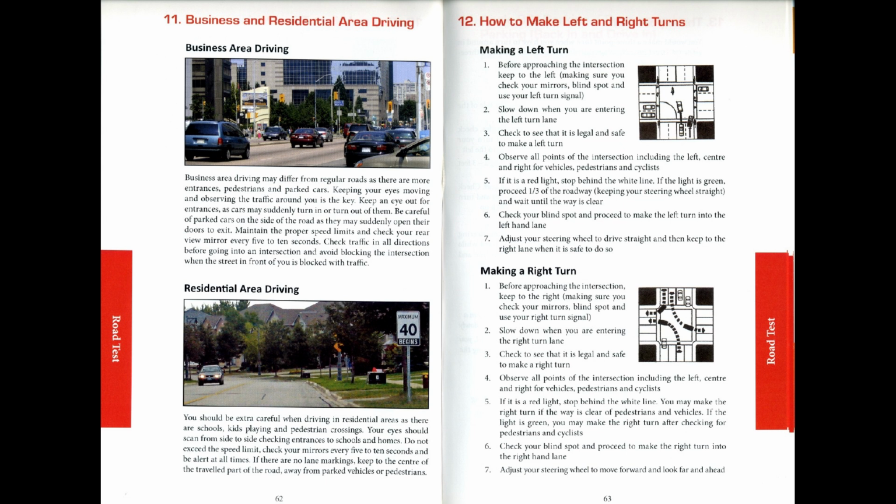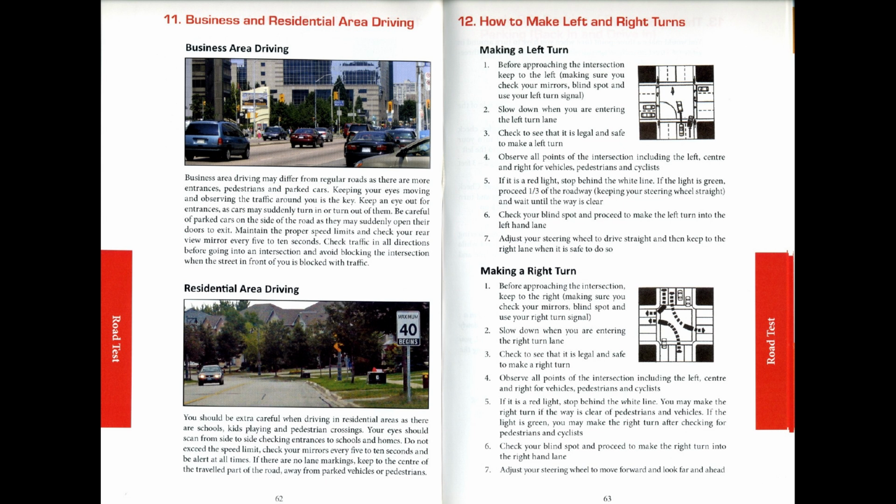Residential area driving. You should be extra careful when driving in residential areas as there are schools, kids playing and pedestrian crossings. Your eyes should scan from side to side checking entrances to schools and homes. Do not exceed the speed limit, check your mirrors every 5 to 10 seconds and be alert at all times. If there are no lane markings, keep to the center of the traveled part of the road, away from parked vehicles or pedestrians. How to make left and right turns.